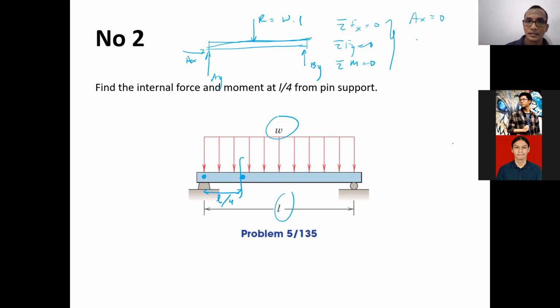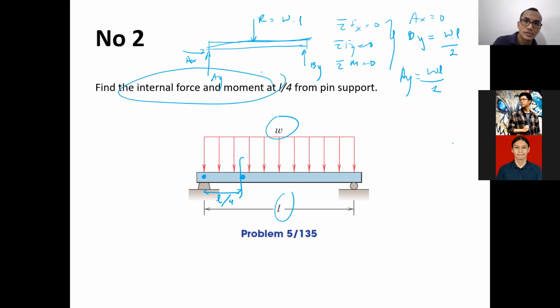This is just to check whether you did it correctly or not. If you use sigma moment equal to 0 at A, you will find that By is equal to WL divided by 2. And using sigma Fy equal to 0, we will find that Ay is WL divided by 2. After we find all the reaction forces, then we can solve for the internal force and moment at L per 4.